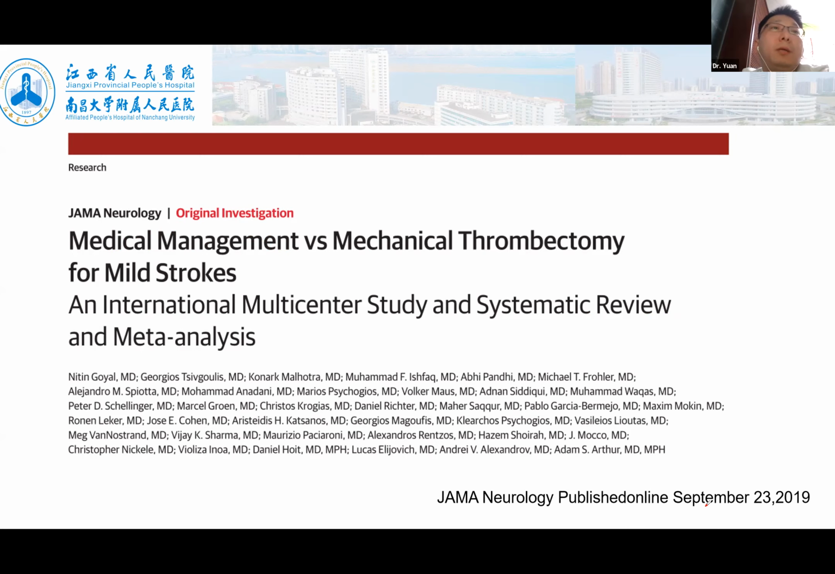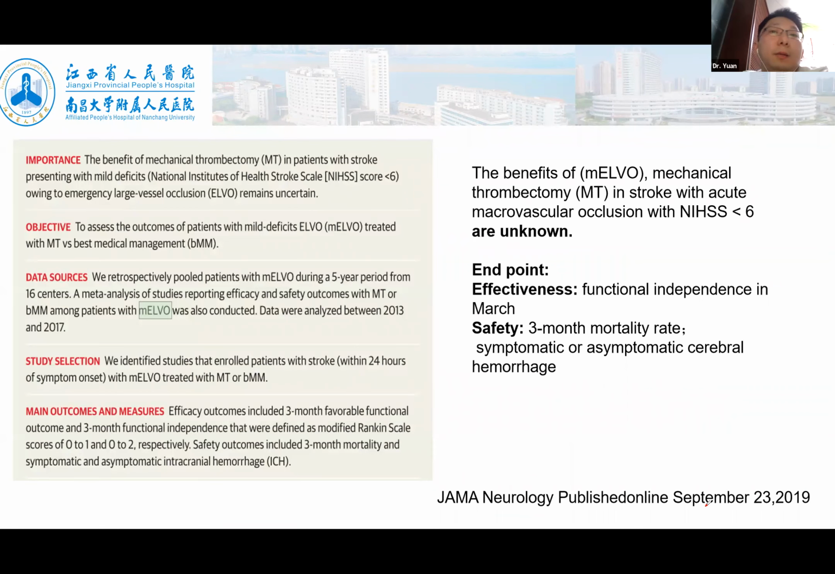This article is published in JAMA Neurology, and it is medical management versus mechanical thrombectomy for mild stroke. It is also a meta-analysis. This article shows that the benefits of the medical treatments and the mechanical thrombectomy in stroke with acute macrovascular occlusion with NIHSS score less than 6 are unknown.